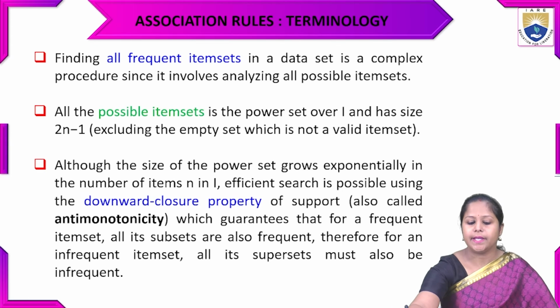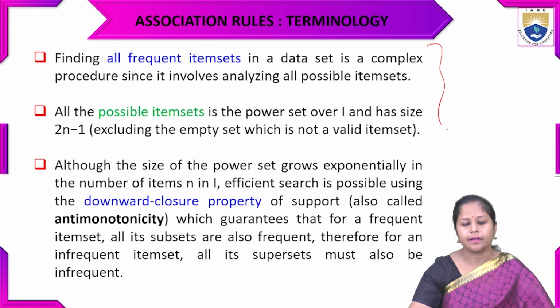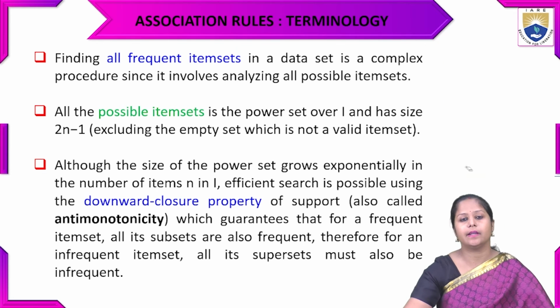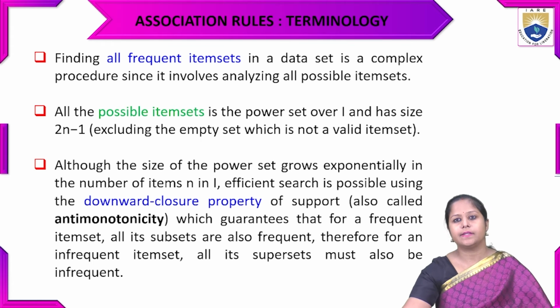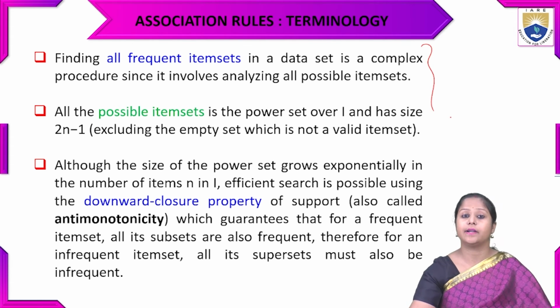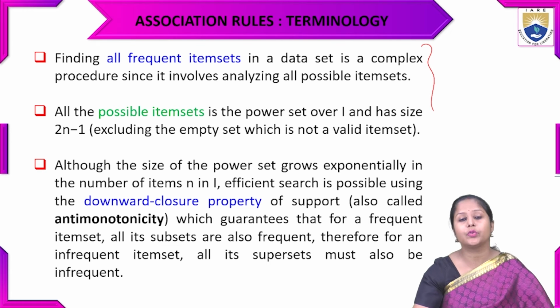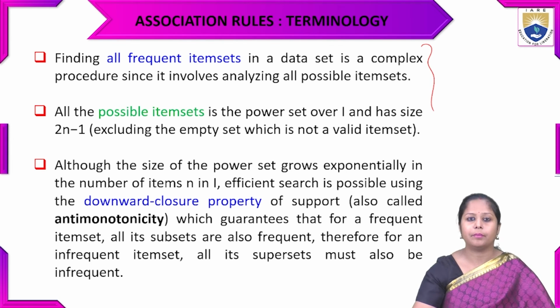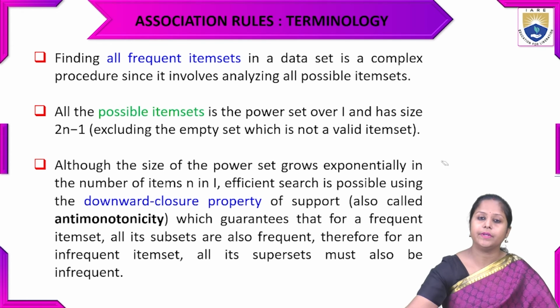Now, finding all of the frequent item sets in a data set is a complex procedure, a complex task, since it involves analyzing all the possible item sets. If we have a larger item set for one superstore, then as a data mining analyst, a data warehouse analyst, we have to search for all the possible association rule generation. So which frequent item sets do we have to find out?